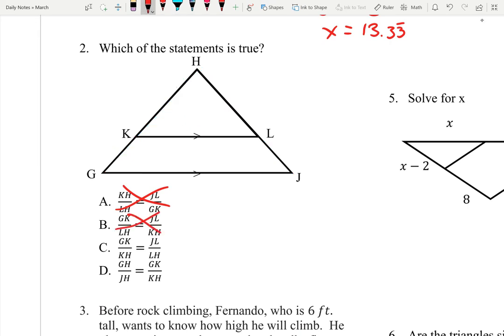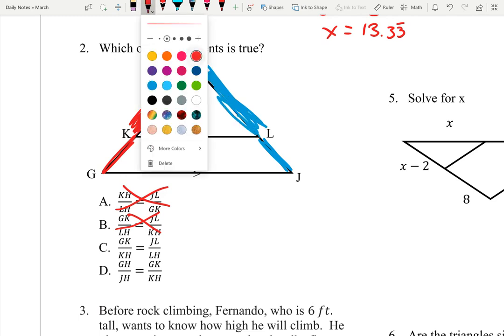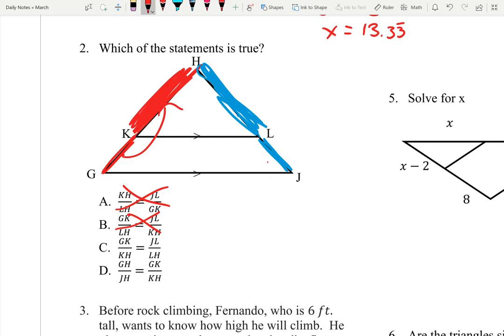For C, we have GK to KH. So GK to KH. I'm going to make this one a little thicker to indicate that it was second. GK to KH to JL to LH. Now this is perfect. This is exactly what we want because we have this side of that one and then this side of that one. And that's proportional. That's good. So C seems to be the answer.